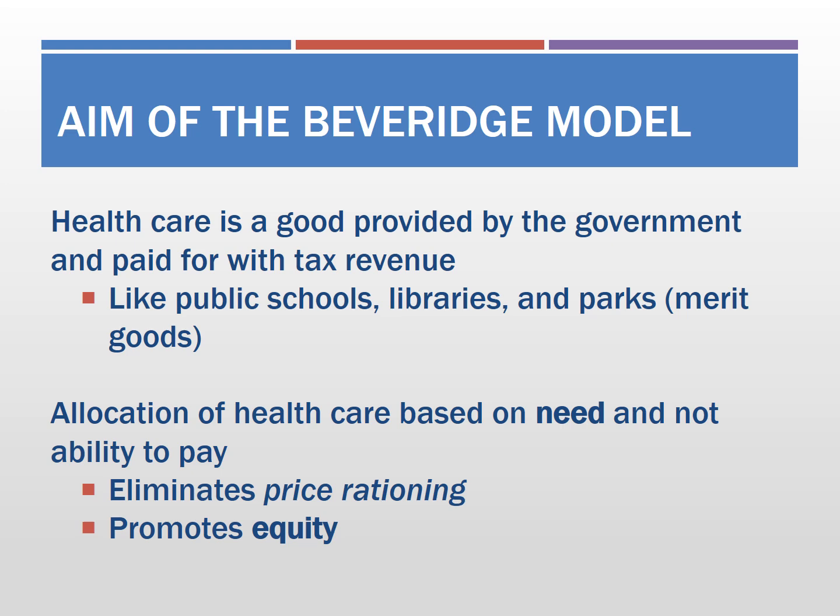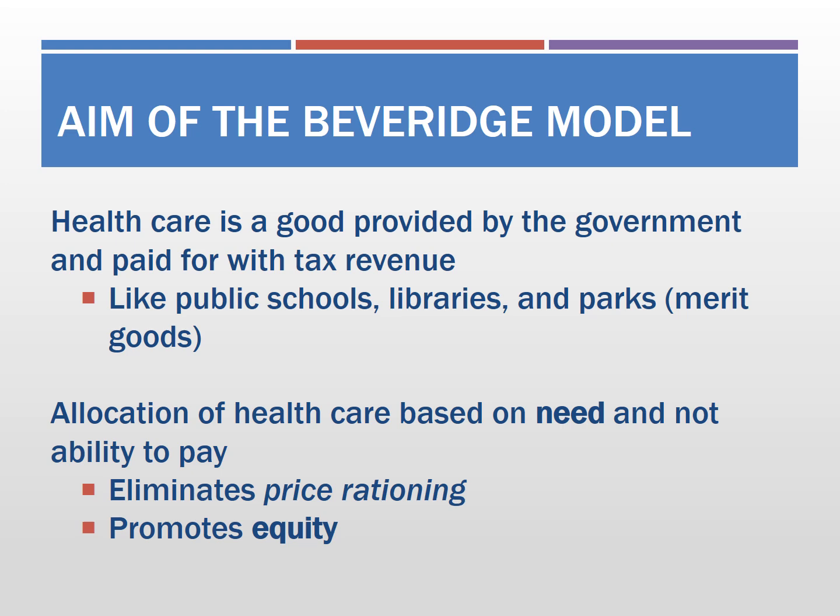But the Beveridge model actually goes further. The Beveridge model organizes health policy around the idea that all citizens should have equal access to healthcare, regardless of their personal wealth.